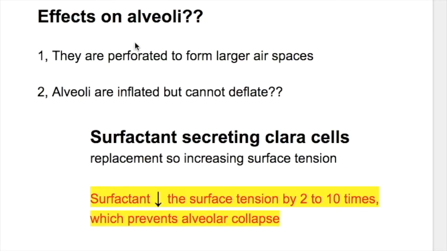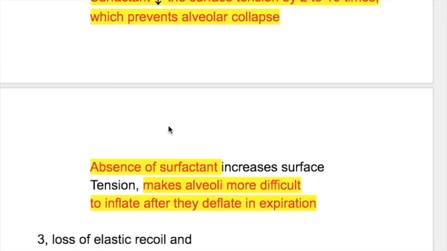So what are the effects on alveoli in emphysema? Number one, they are perforated to form larger spaces. Number two, alveoli are inflated but cannot deflate. Surfactant-secreting Clara cell replacement occurs, so that increases the surface tension. Surfactants decrease the surface tension by 2 to 10 times, which prevents alveolar collapse. Absence of surfactant increases surface tension and makes the alveoli more difficult to inflate after they deflate in expiration.